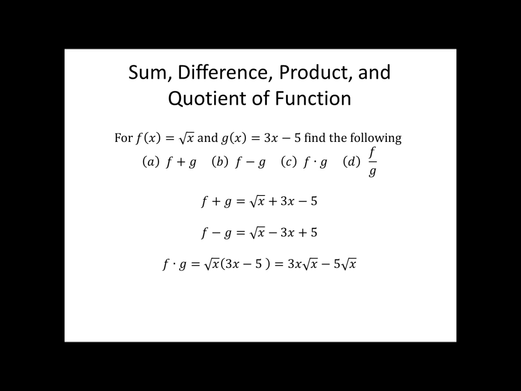(f·g)(x), we'll take the square root of x, multiply it by 3x minus 5, and about all I can do is distribute that square root of x in. f divided by g means that I take f(x) on the top, g(x) on the bottom. And again, I don't have much to cancel here, so I'm just going to let it sit like that.